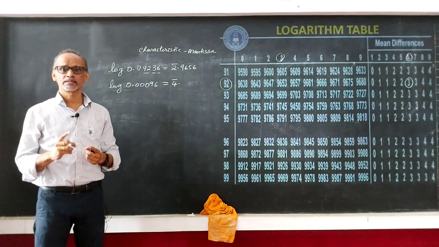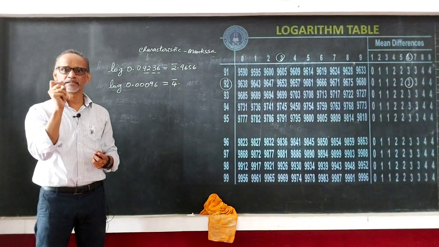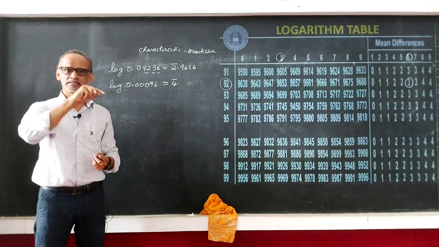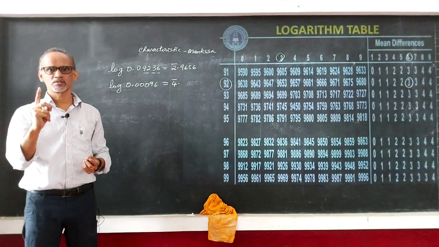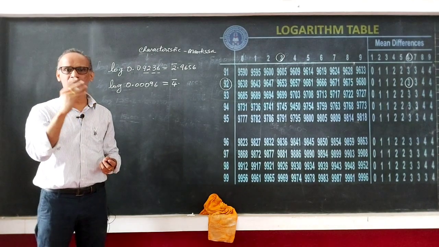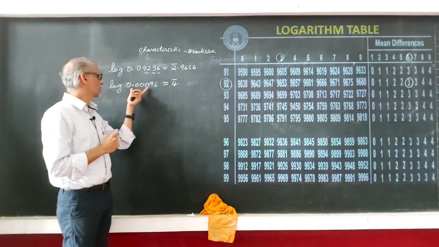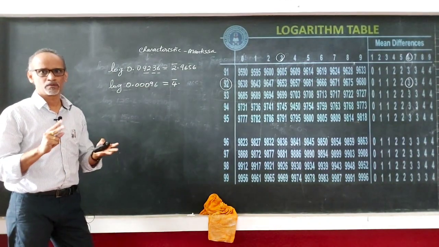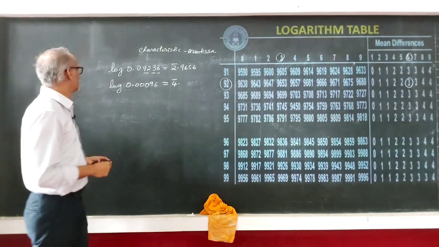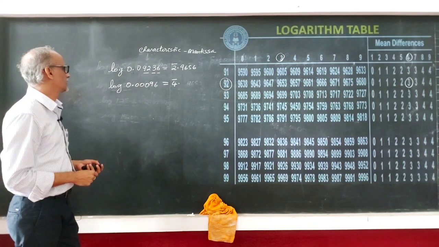How do you find the characteristic when the number is greater than 1? Count the number of digits before the decimal point and subtract 1. If there are 2 digits, the characteristic is 1. If there are 4 digits, the characteristic is 3. But whenever the number is lesser than 1, count the number of zeros and raise it by 1. Hope there is no confusion regarding this.